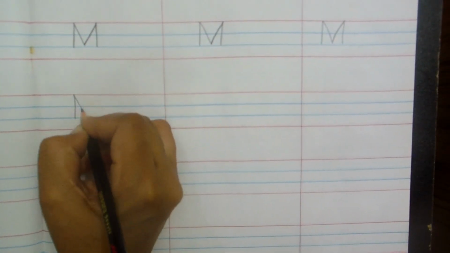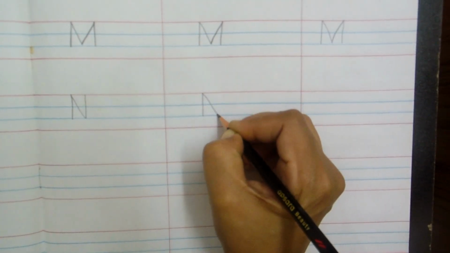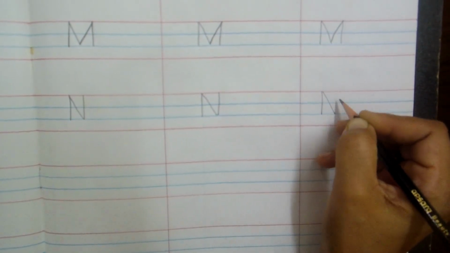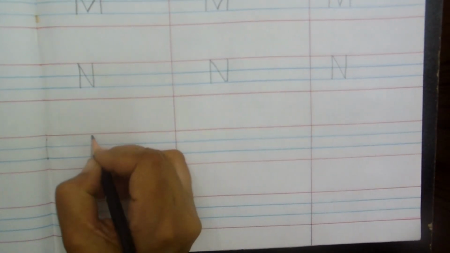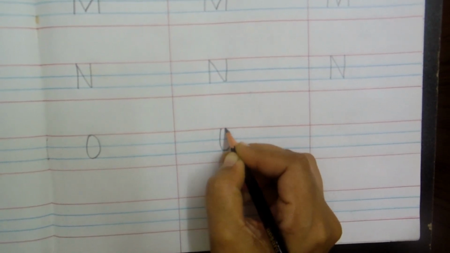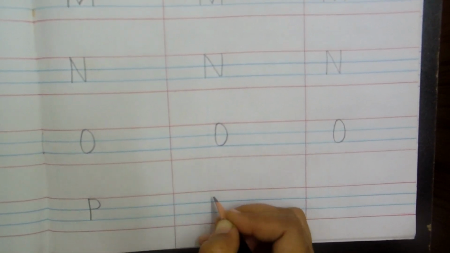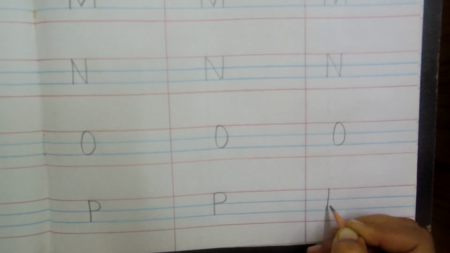Now let us make N. One standing line, slanting line, another standing line makes N. Now let us make O. This is like a round ball like 0. This is O. Now let us make P. Standing line and a small curve makes P.